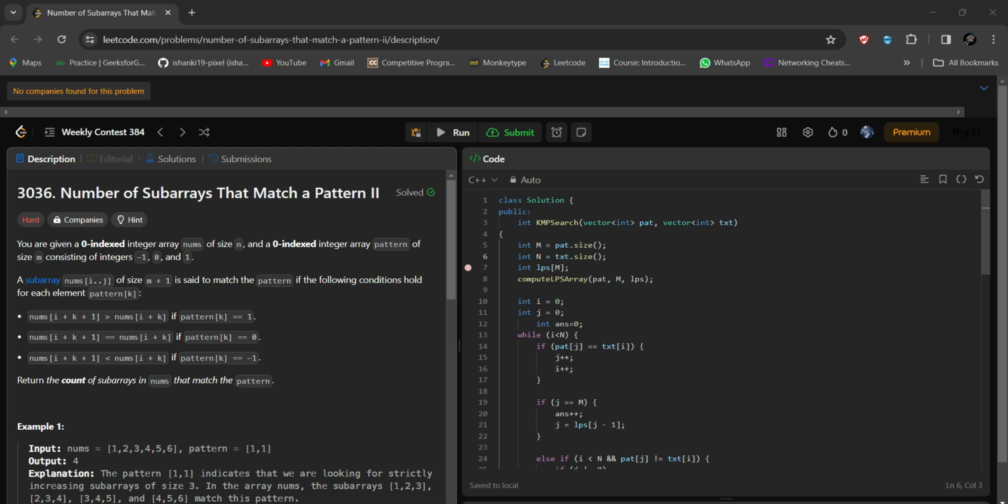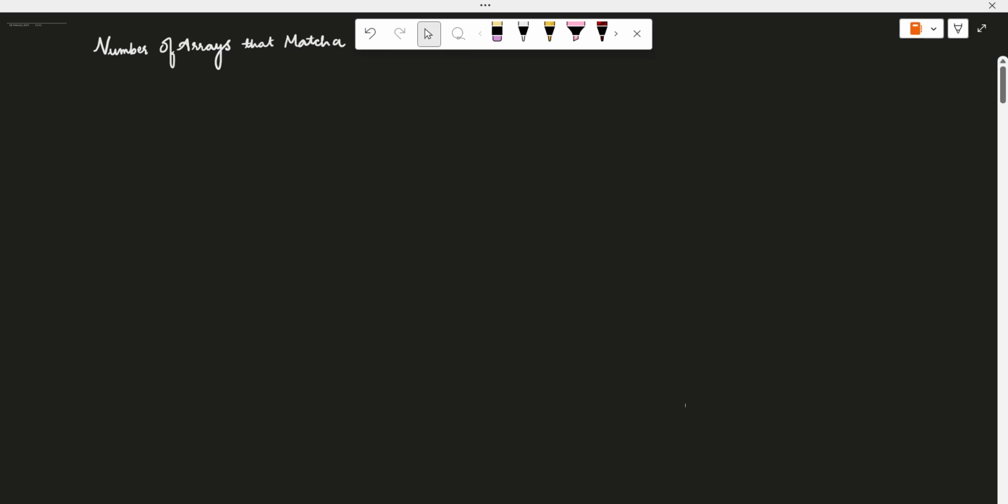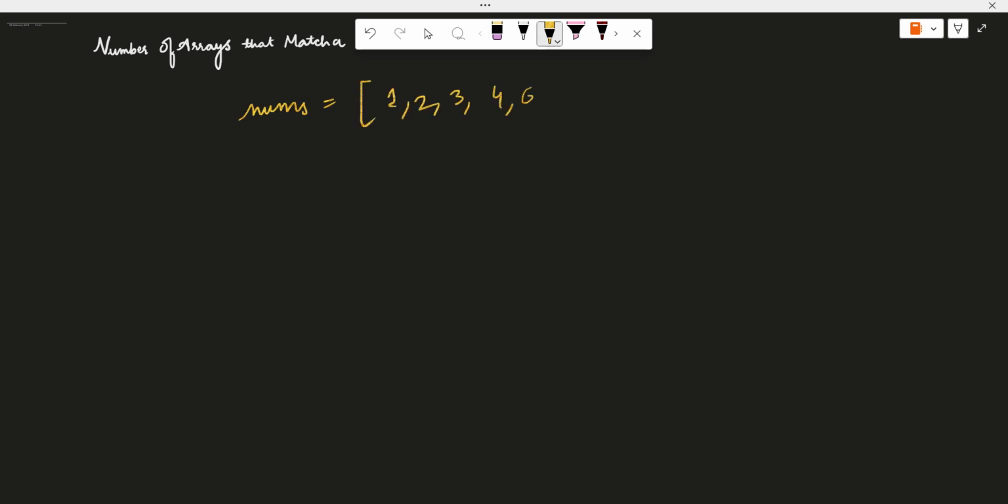And the conditions are this. You can see it says in the first condition that if pattern at k is equal to 1, then it must satisfy this statement. Basically what it is saying, I am explaining it through the notepad. Let's consider an example. Considering the nums array given as 1, 2, 3, 4, 6, 6 and again 2. And the pattern array is given as 1, 0, -1.